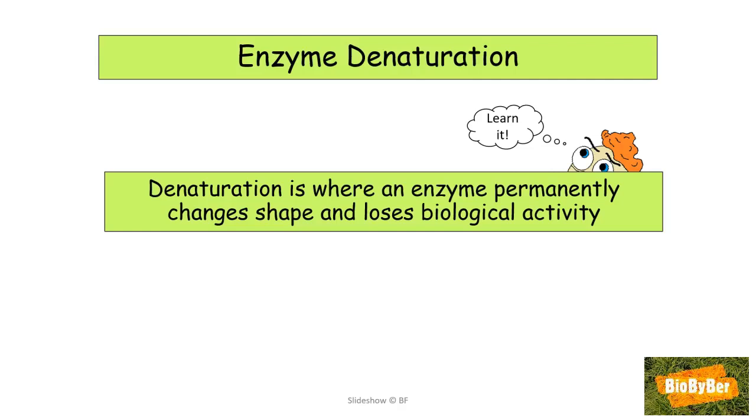Enzyme denaturation is a definition that they are very fond of in exams, so make it your business to learn it. Denaturation is where an enzyme permanently changes shape. We have to have the idea of permanently in there. There's no going back on this. Once it has been heated and has been denatured, it has changed its shape completely, and this is a permanent state of affairs. Because these enzymes are found in cells and carry out biological activities and catalyze biological reactions, we must include the idea that it's going to lose its biological activity.